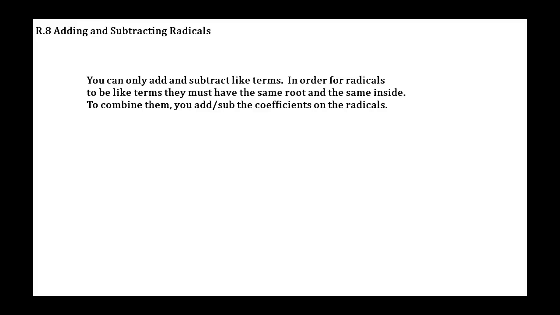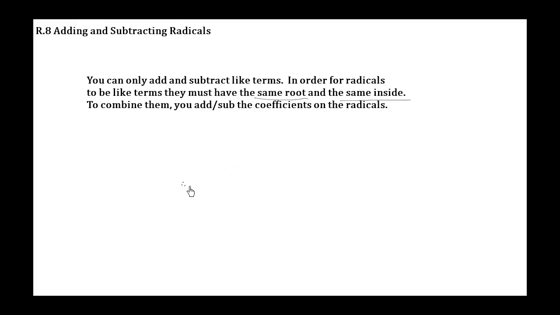Hello everyone. We're going to try to add and subtract radicals. You can only add or subtract like terms. In order for radicals to be considered like terms, they have to have two things. They have to be the same root, so they need to both be square roots or cube roots, and they need to have the same inside. And then to combine them, you add or subtract the coefficients on the radicals, not the inside of the radical.